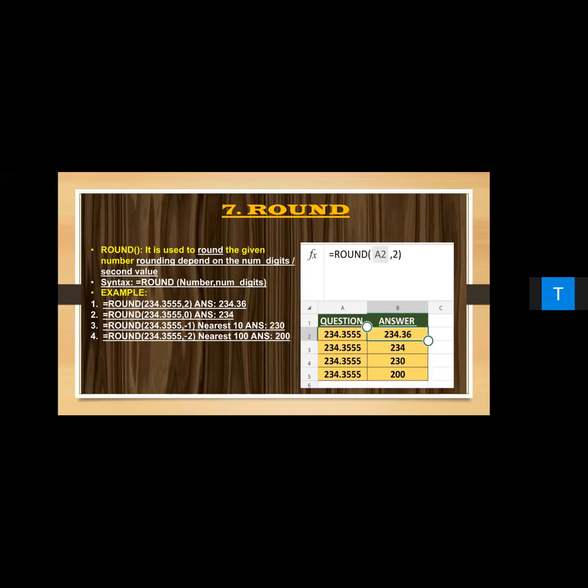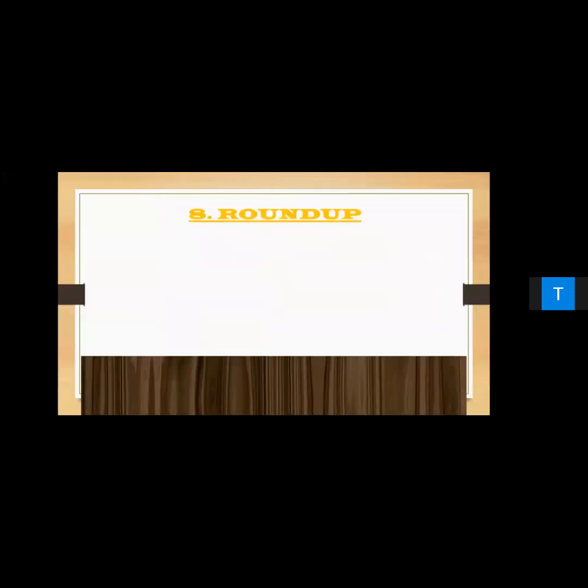The second value is 0. So after the decimal there is no number, so 0. Second, the num digit is -1, the nearest 10, so 230. And the fourth is nearest 100, that is -2, which is closest to 200. The answer is 200.